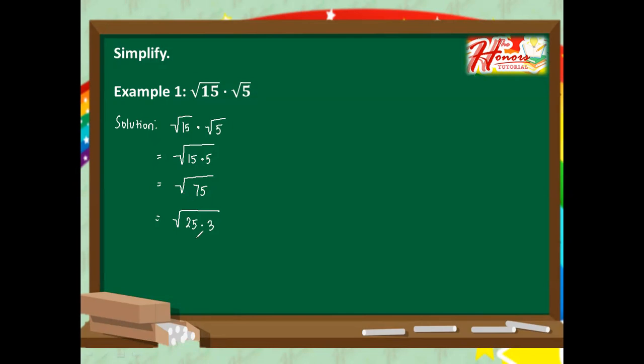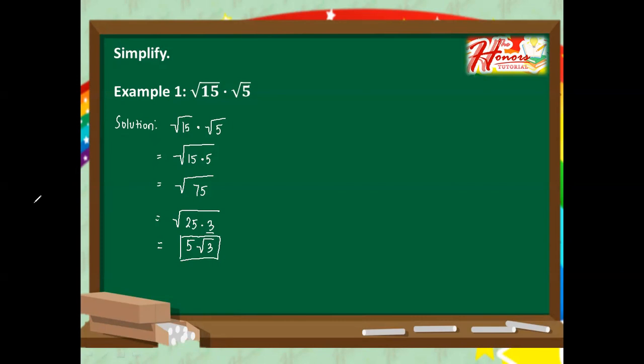And then 25 is a perfect square number and the square root of 25 is 5. So let's write 5 here. And then it is possible for 3 to get the square root of it. So we will be having square root of 3 here. So the answer is 5 square root of 3 for example number 1.